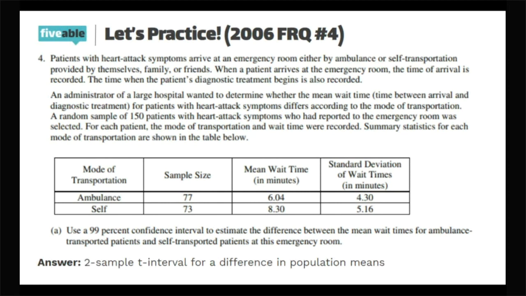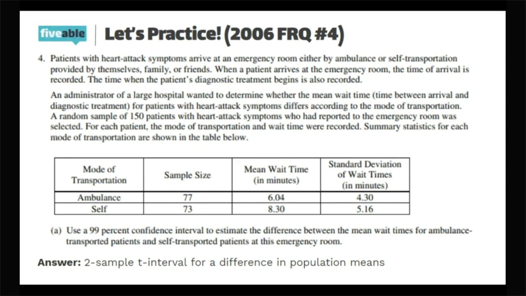So what Madison wrote, if you replace two sample T test with the word interval, difference in means will be okay. You strengthen your answer by saying the word population to make it clear that it's about the parameter and not the statistic, but it is not required to get full credit to say population.